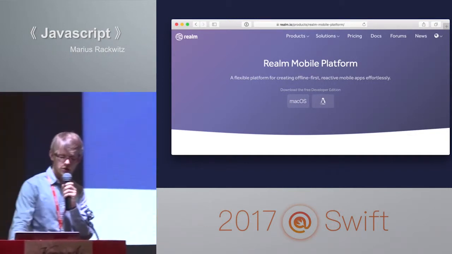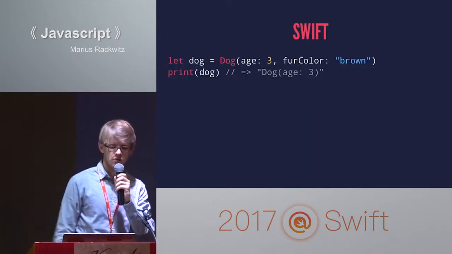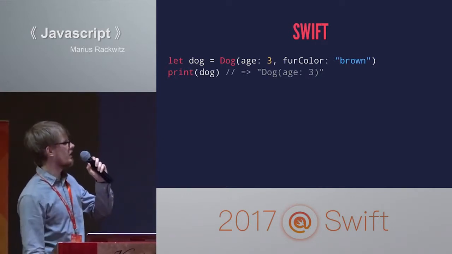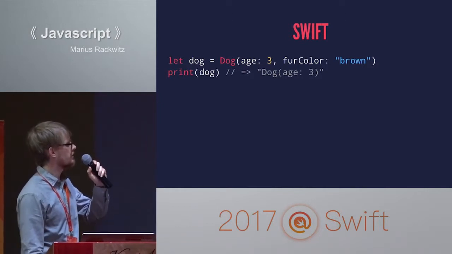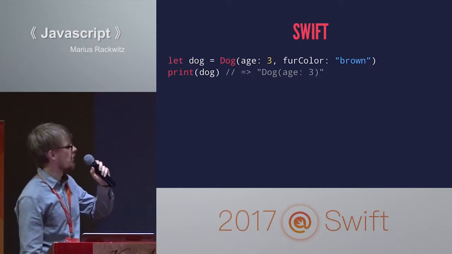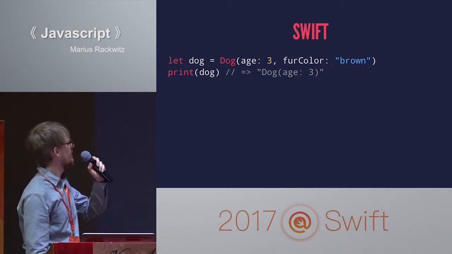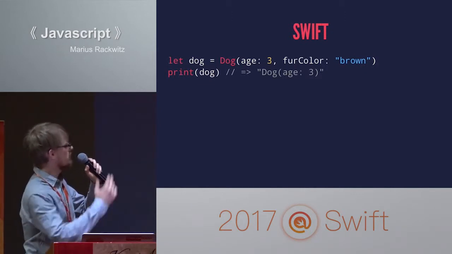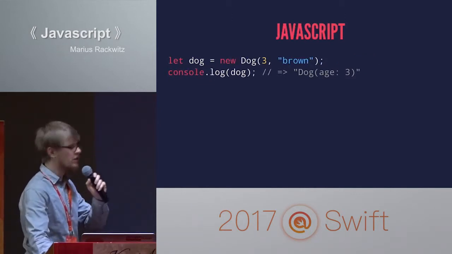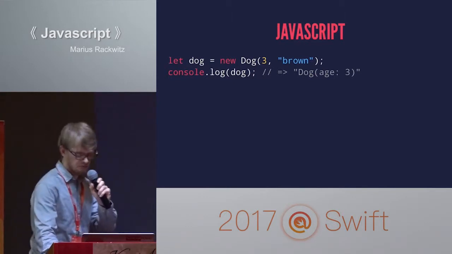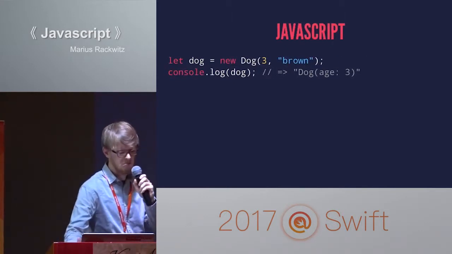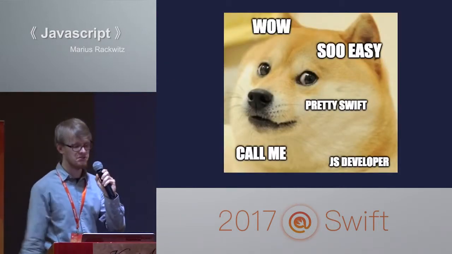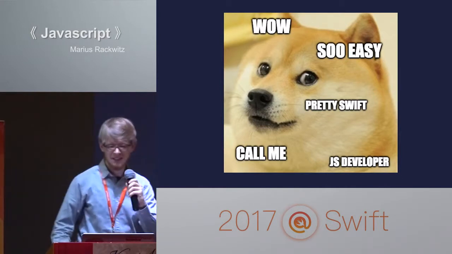So let's look at Swift. What does Swift look like? Here, a very easy example. You could find something like that as examples in our documentation, even the same objects we're using very often, animals, dogs. So here we have a class, and we're just going to print it. The same in JavaScript. Doesn't look that different. If you go back and forth, you see not that many differences. So, wow, so easy, pretty smooth. Call me a JS developer now.